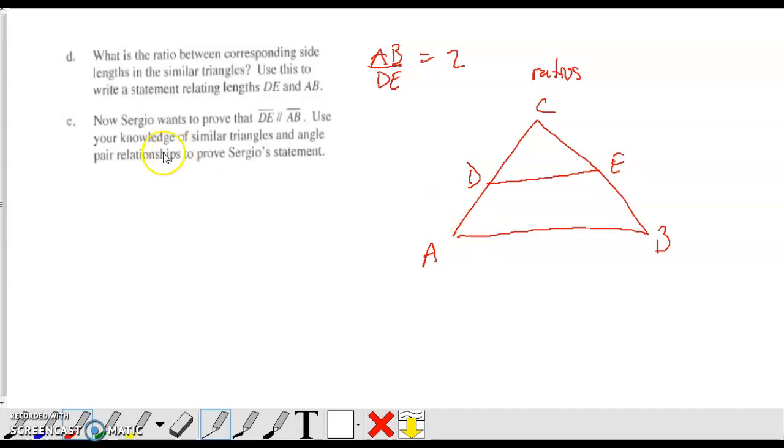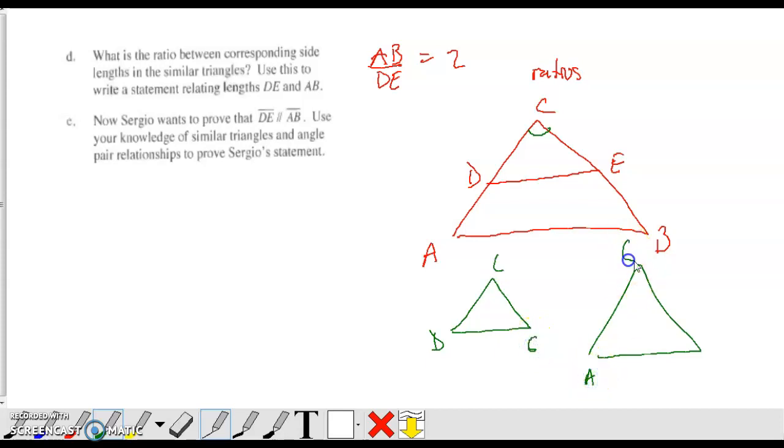Okay, so now he wants to prove that DE is parallel to AB. So is DE parallel to AB? If these are parallel to each other, all of our angles should be similar, which means that since this is in common, and if I break it up into my two triangles, D, C, E, and A, C, B, I know that this angle will match up perfectly with this angle. I'll also know that D should match up perfectly with A. And I also know that E would match up with B.